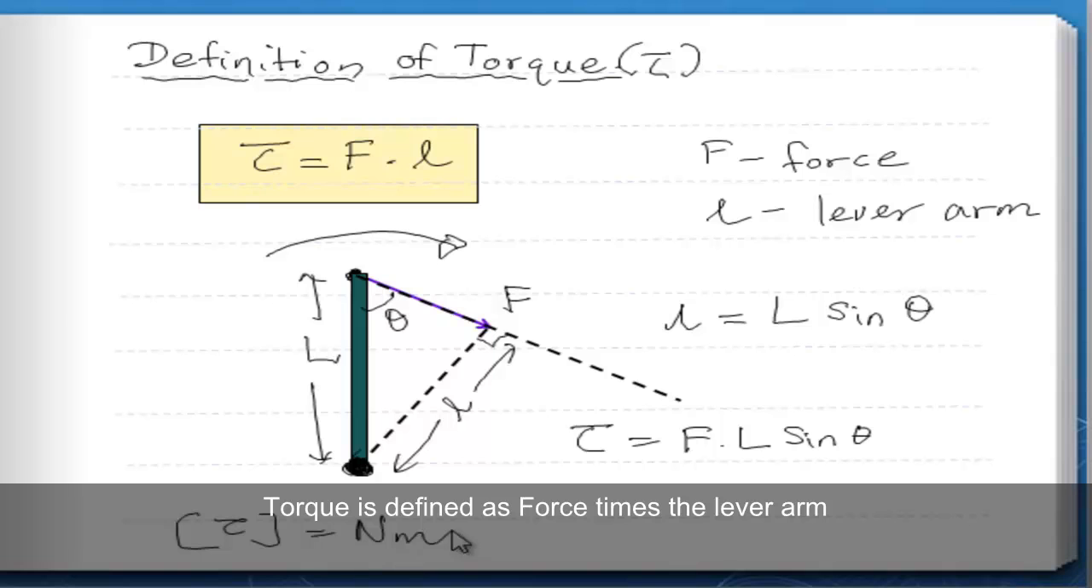The units of torque are Newton meters. And there is also a convention about the sign. If the force makes a clockwise rotation, we consider that a negative torque. If the force makes a counterclockwise rotation, we consider that a positive torque. And this equation gives us only the magnitude of the torque. It doesn't give us the direction of the torque.